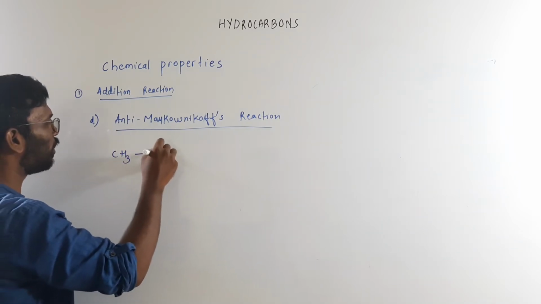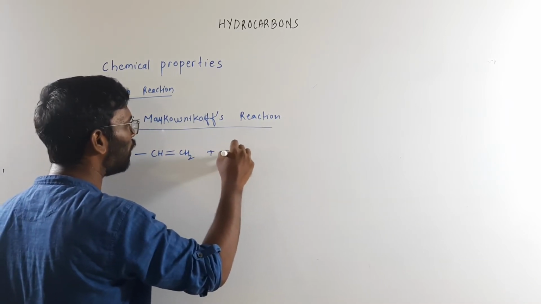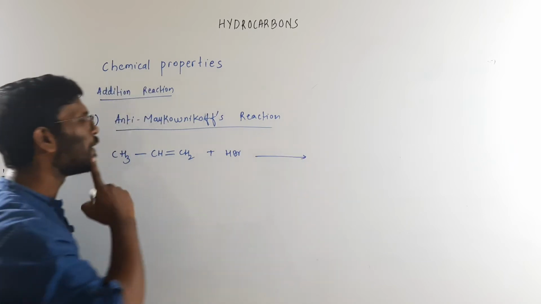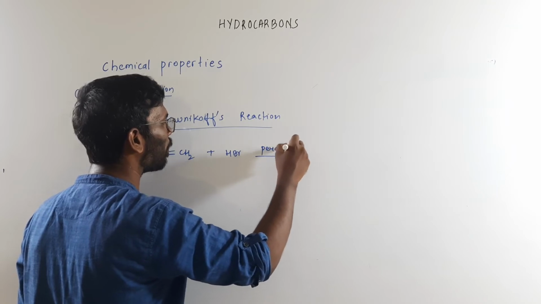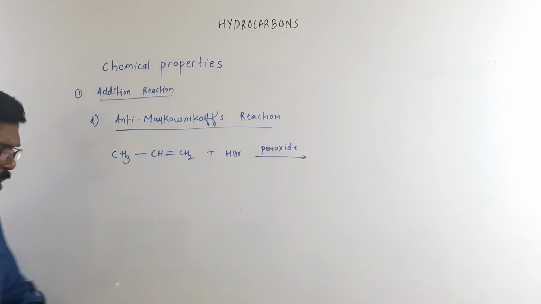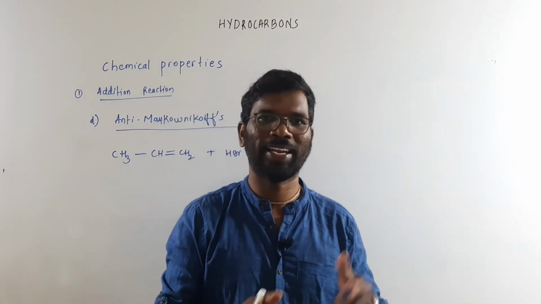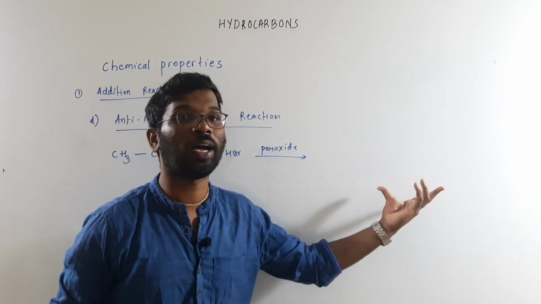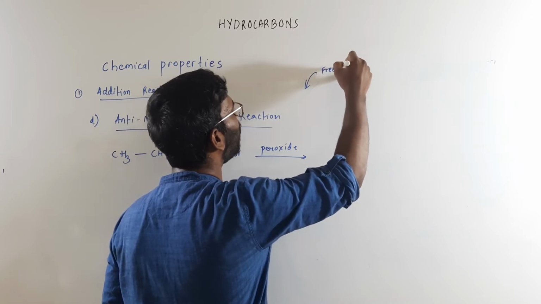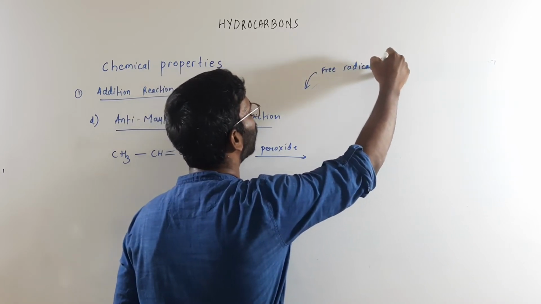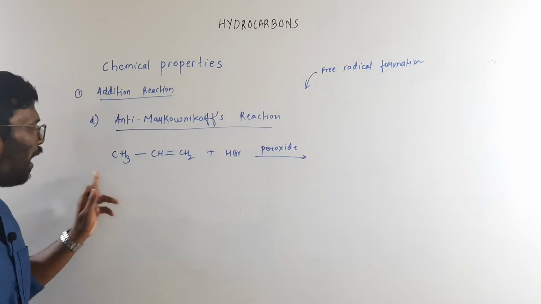Let's say this is CH3CH=CH2, right? This is the alkene. You are adding HBr. The difference between this and the previous reaction is that this reaction takes place in the presence of peroxide. Since this reaction is taking place in peroxide, the mechanisms are completely different. There it goes via formation of a carbocation intermediate, and this reaction goes via free radical formation. Alkene in the presence of peroxide.